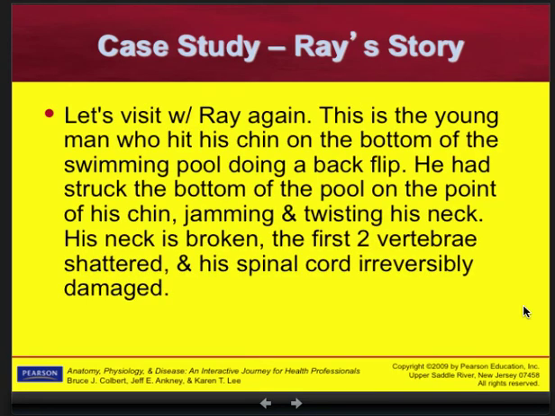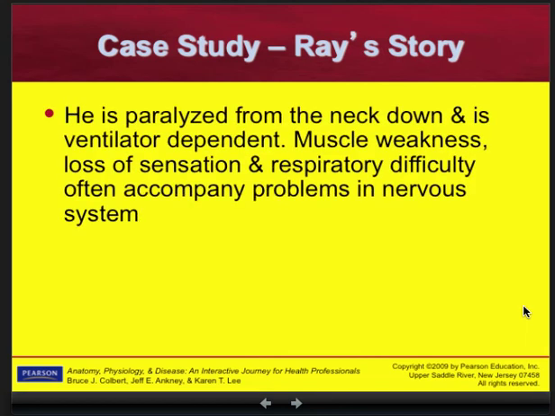There's a gentleman named Ray. This is the young man who hit his chin on the bottom of the swimming pool doing a backflip. What happened? He jammed and twisted his neck. He broke it. The first two vertebrae are shattered, and his spinal cord is irreversibly damaged. He's paralyzed from the neck down, and he's dependent on a ventilator to breathe.